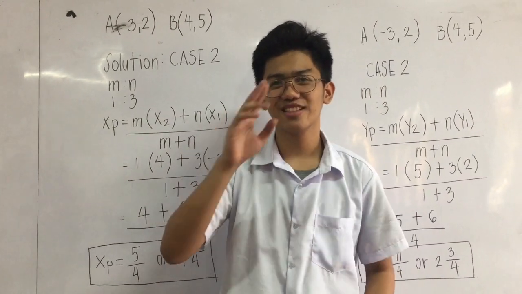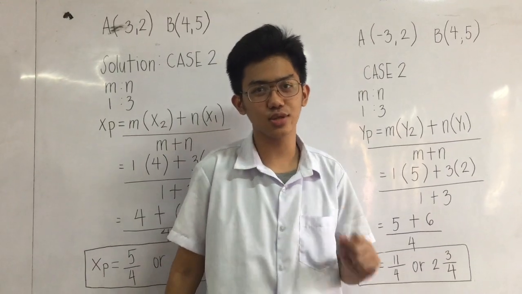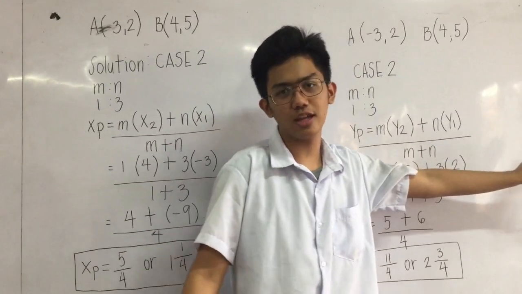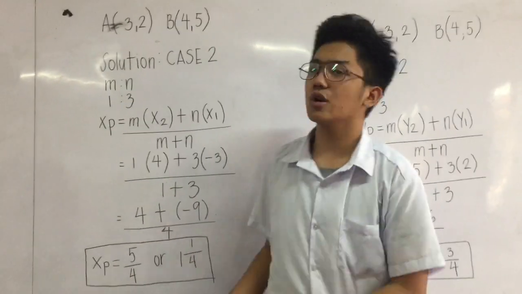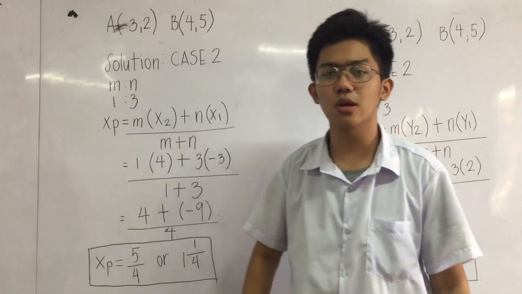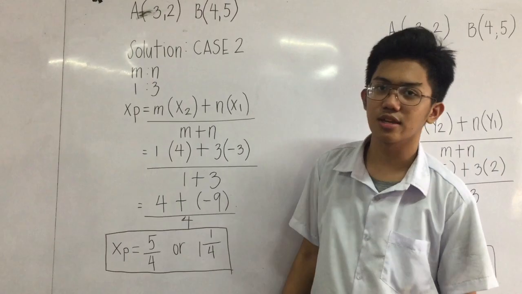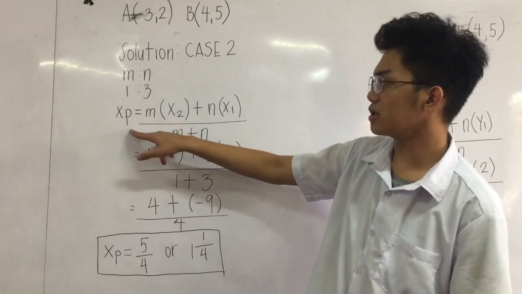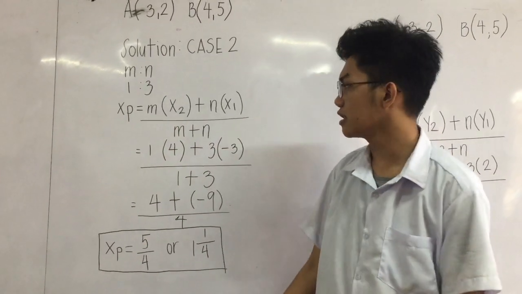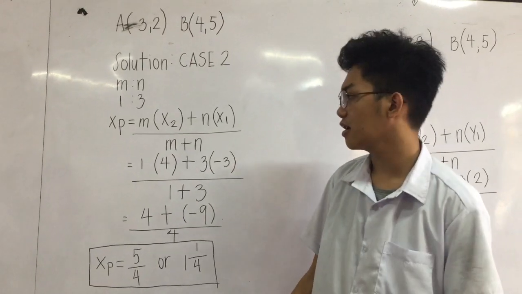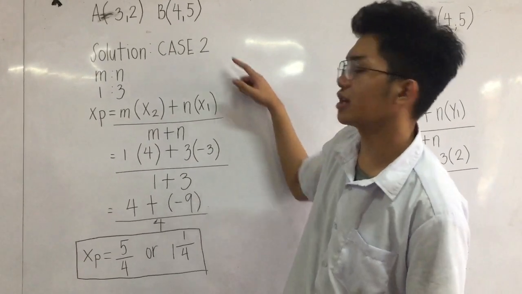Case 2. The difference between case 2 and case 1 is that case 2 extends here, while case 1 extends here. So our solution for case 2 is similar to case 1. Our ratio is still 1:3. x sub p is equal to m times x sub 2 plus n times x sub 1 over m plus n. We will substitute it with the given.